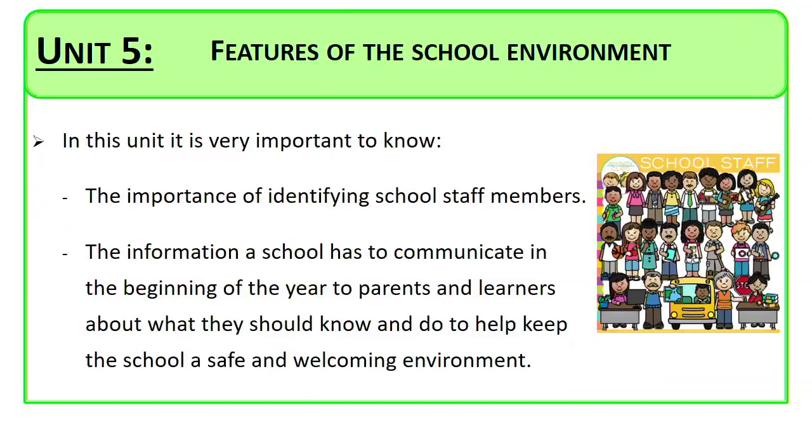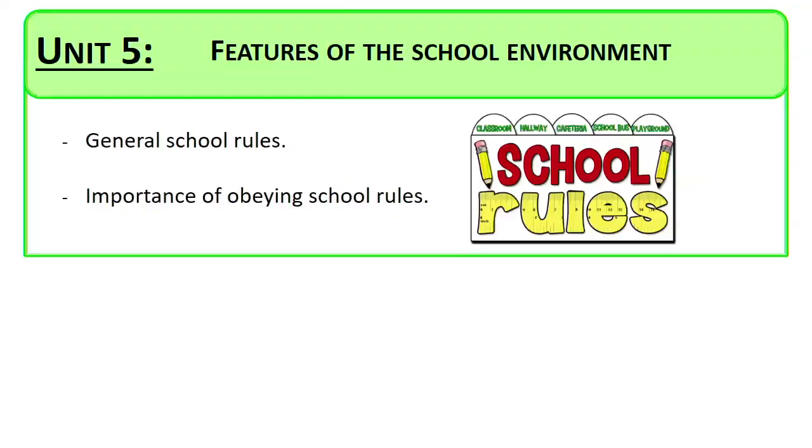Unit 5. Features of the school environment. In this unit, it's important to know the following: the importance of identifying school staff members, the information a school has to communicate in the beginning of the year to parents and learners about what they should know and do to help keep the school a safe and welcoming environment. General school rules and the importance of obeying the school rules.